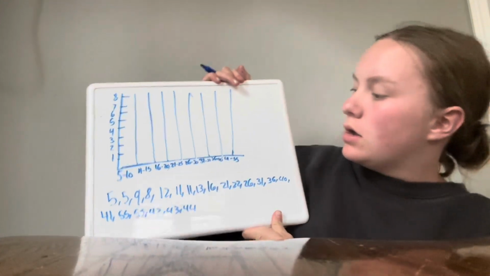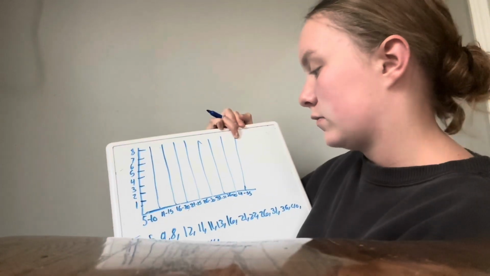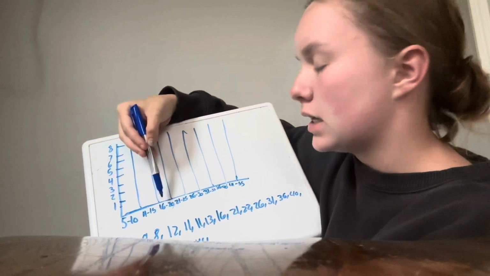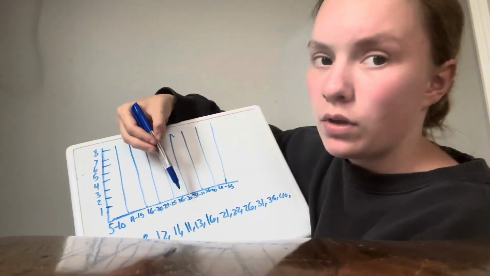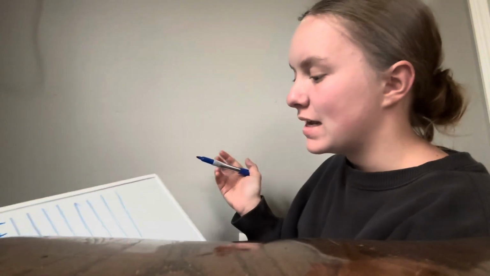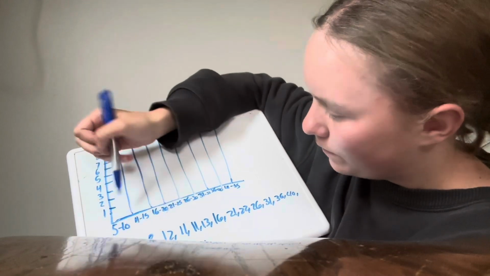Next, we're going to make a histogram out of this data. Histograms are different from line plots because they have intervals. So like 5 through 10, 11 through 15, 16 through 20, 21 through 25, and so on. So we have 5, 5.